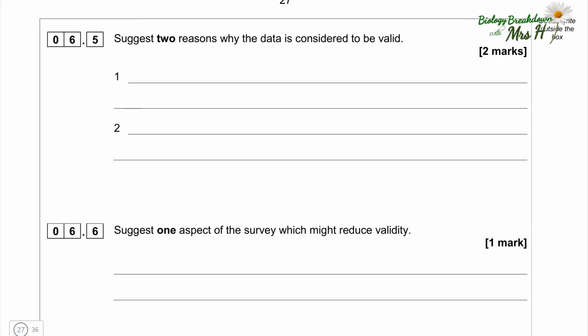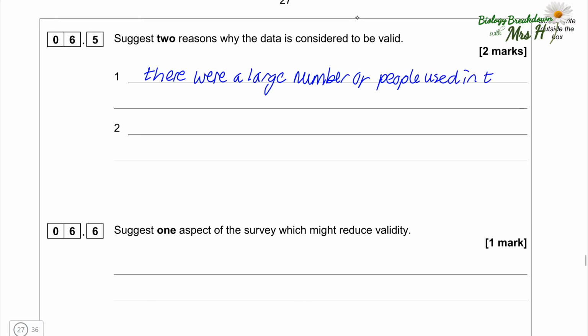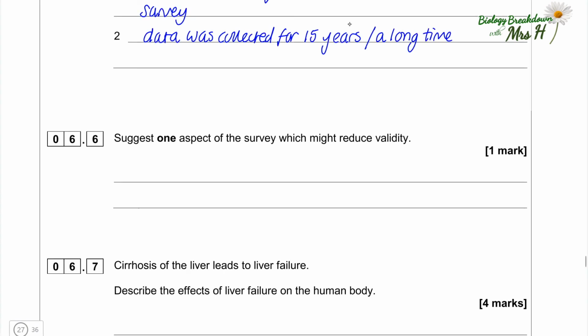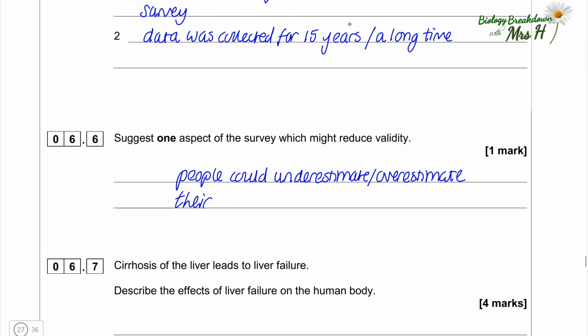The information right at the beginning, it tells you there are 400,000 women drinking this, there are 400,000 women doing this. It was a large number of people used in the survey. And also the data was collected for 15 years, so that's a long time. Suggest 1 aspect of the survey which might reduce validity. Well, people could underestimate or overestimate their alcohol consumption, and they could even lie.